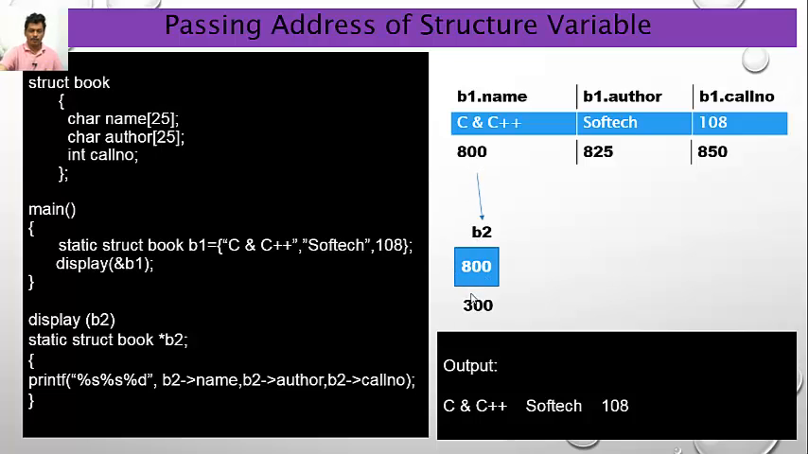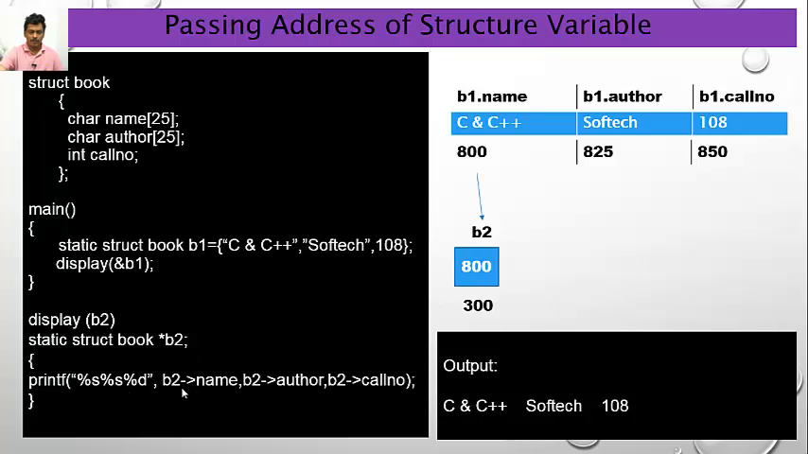B2 also has some address. It may be an ordinary variable, array variable, structure variable, or a function, it may be anything. But each and every variable, independent of type, has an address. So 300 is the address of B2. Then the B1 address 800 is transferred to B2.